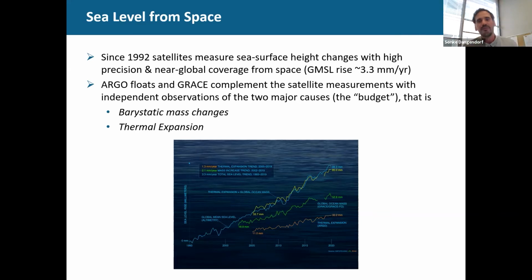So we can take these two independent measurement systems, put them together and compare them to the satellite measurements. That's what we call the sea level budget, having independent contributions, putting them together and comparing them to the total. This is the yellow curve in this plot, and you can see that it agrees very well with the satellite measurements, meaning that we can close the sea level budget and understand the different contributors since about 2005 very well.